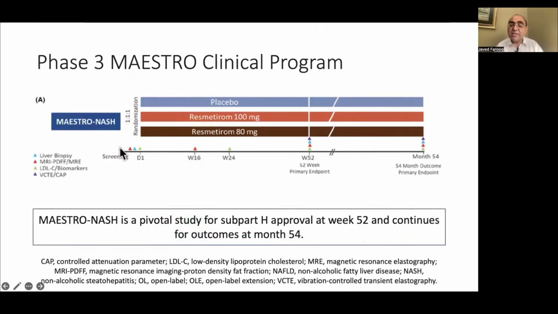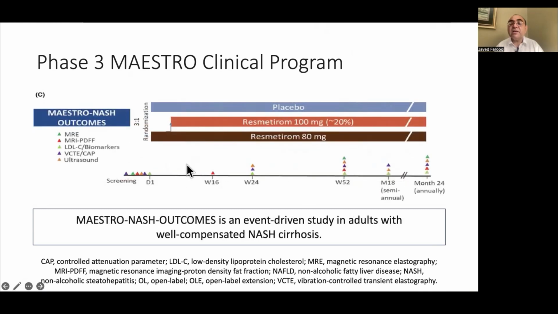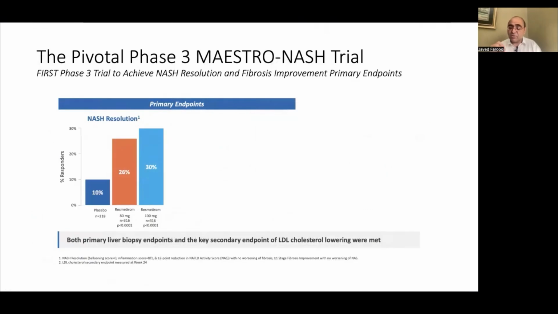And I've already shared in the last vlog the Maestro-NASH protocol, then the Maestro-NAFLD-1 and the Maestro-NAFLD OLE protocol, and then of course the Maestro-NASH Outcomes protocol. I have already discussed this with you in the last vlog. So these are the four Phase 3 trial components of this program, and this is going to tell us what is the total complete role of resmetirom in fatty liver disease.